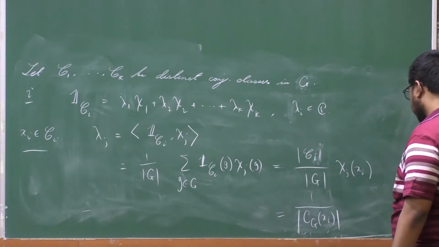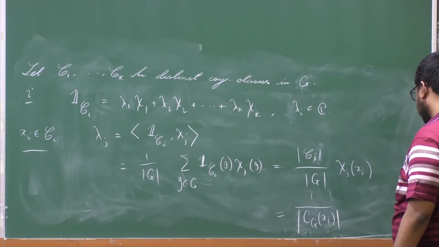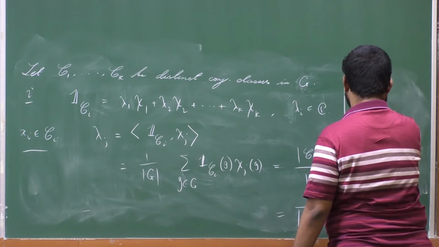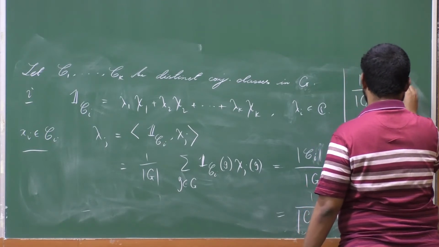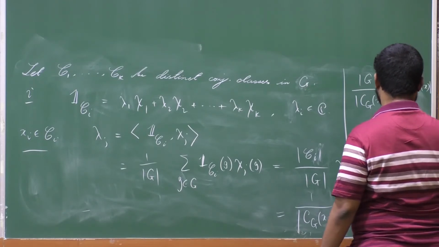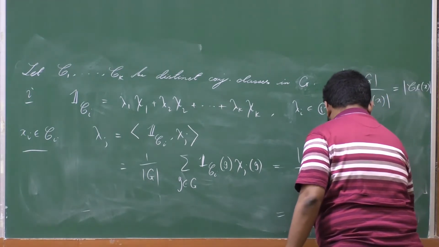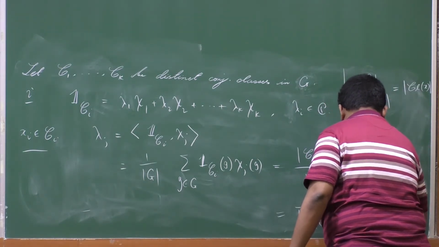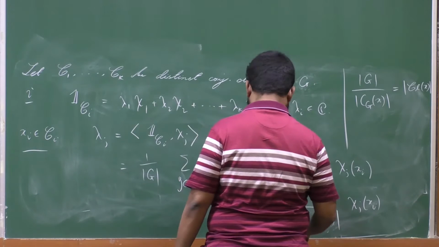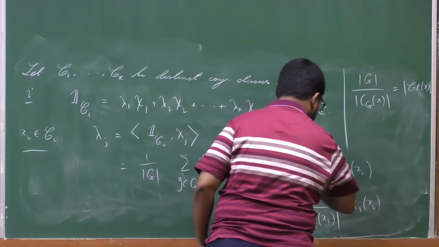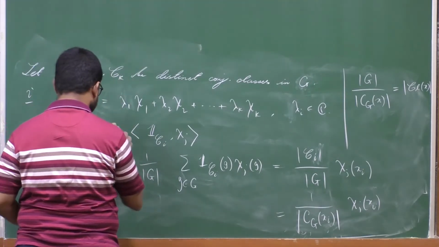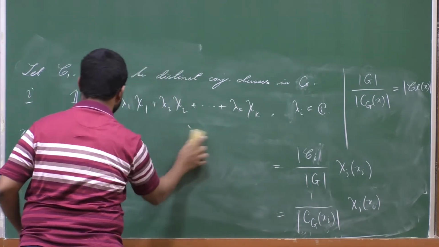Because for any x, this is the conjugacy class of x. So that is how we have computed the scalars. Now we put that here in order to obtain the following.